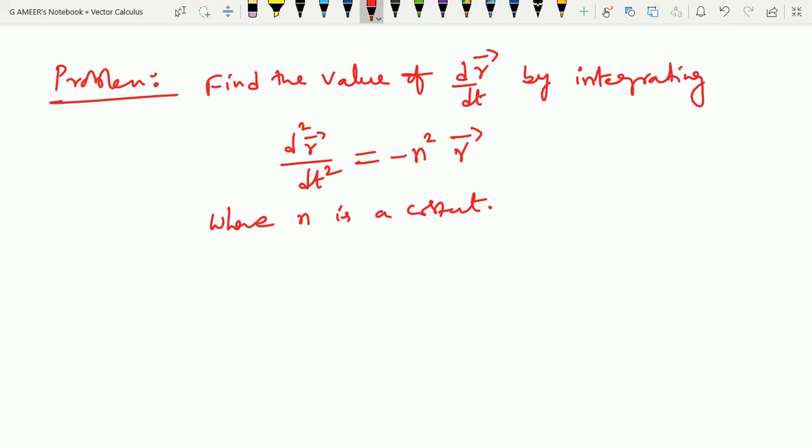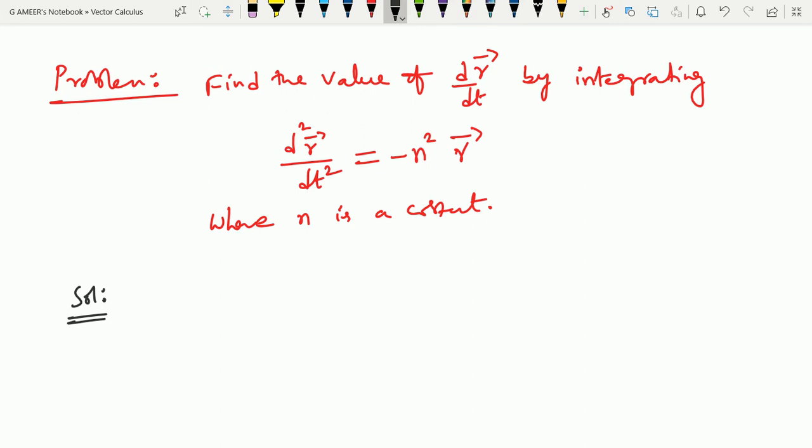This type of equation you might have seen in physics, that is the standard equation of simple harmonic motion. Okay, spring block oscillations is the best example without any friction. So let us solve for it. And they are asking to solve for the dr by dt. So how to solve for the dr by dt?